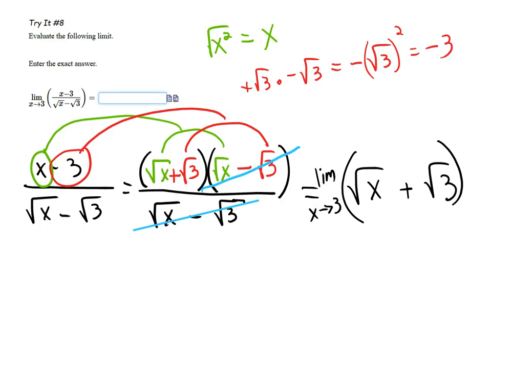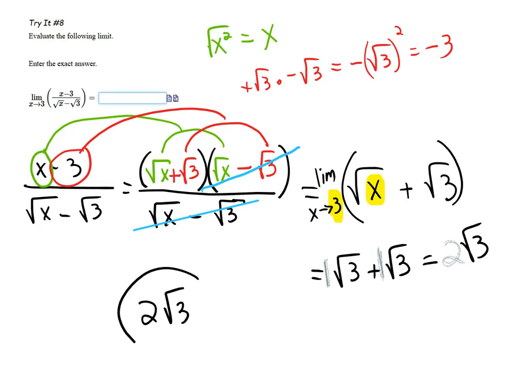And it is at this point that you can take the limit as x approaches 3, put your 3 in here. So what you have is the square root of 3 plus another square root of 3, and you actually have to see this as 1 square root of 3 plus 1 square root of 3, which would make 2 square roots of 3. That's my answer: 2 times the square root of 3.